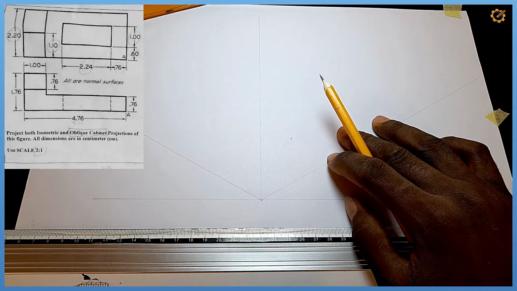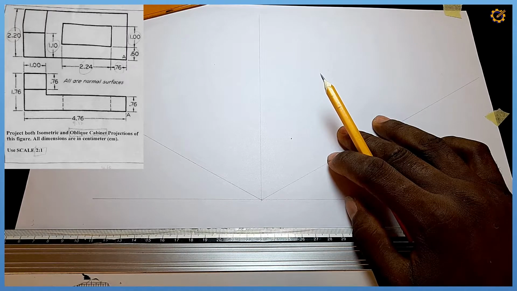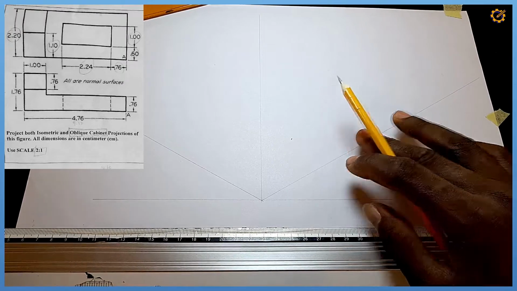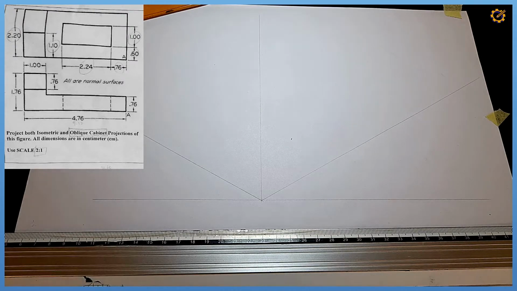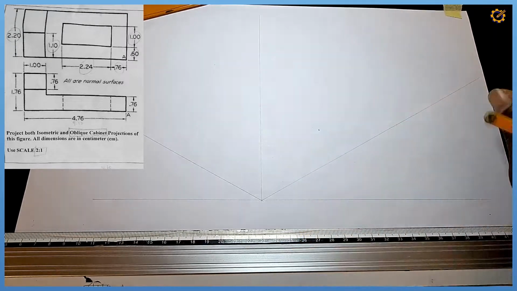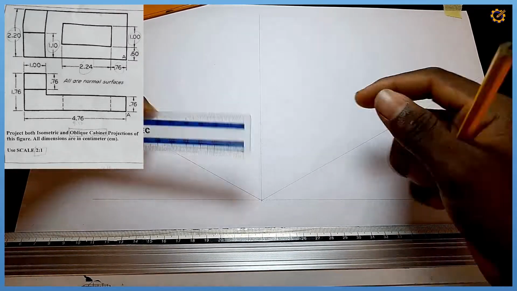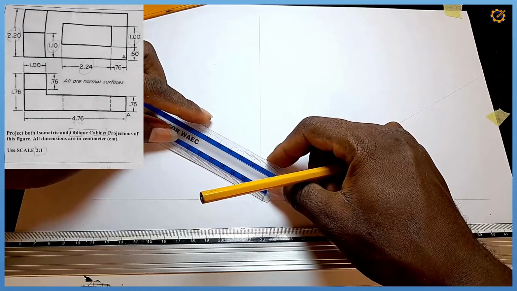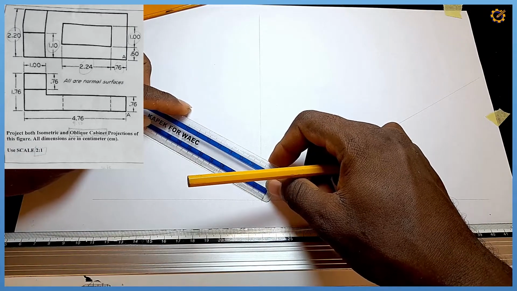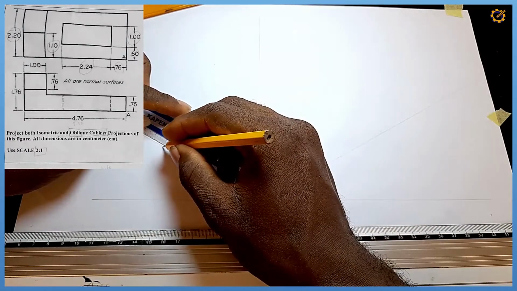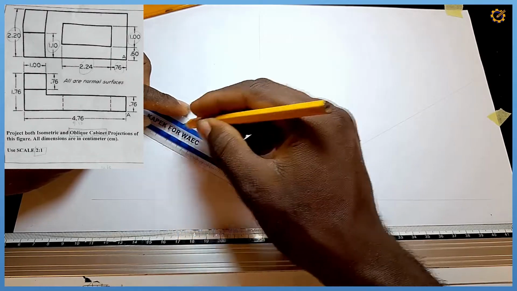4.76 times 2 is 9.52 centimeters. Converting that to millimeters, that is 95.2, so I'm going to approximate it to 95 millimeters. And we are told to make point A our lowest point. That implies that, picking my ruler, standing right here, I measure a mark of 95 on my ruler, which is this mark of 95 right there.